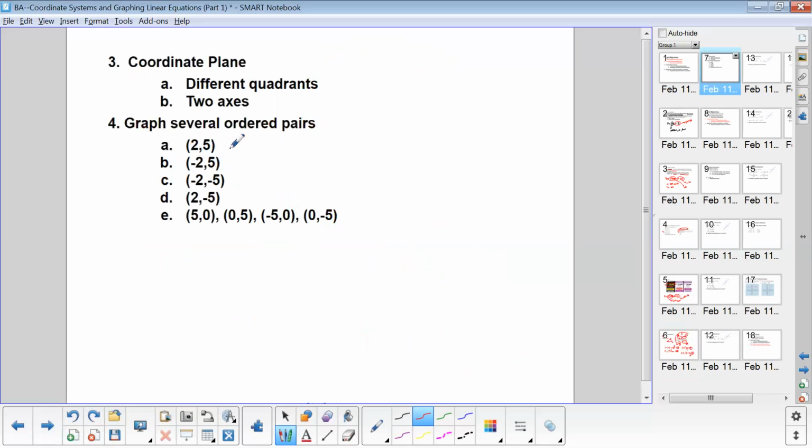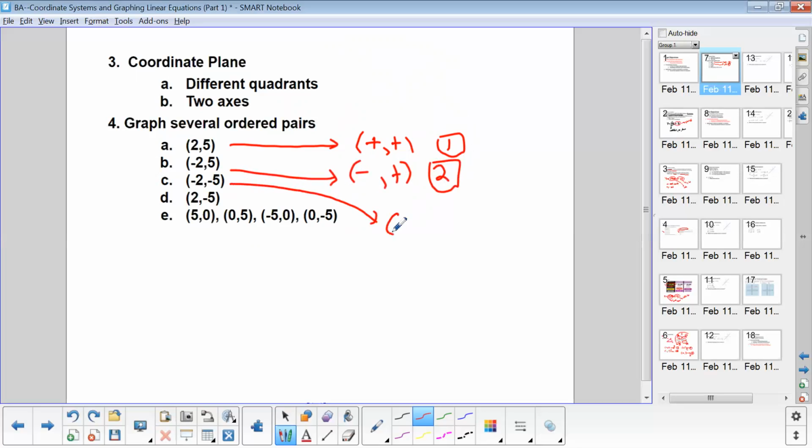So several points. If you look at the point 2, 5, I would ask you to see, well, what quadrant would that be located? Well, that would be positive 2, positive 5. So that'd be right and up. That'd put you in quadrant 1. Negative 2, 5. Well, that would put you going left and up. So that puts you in quadrant 2.